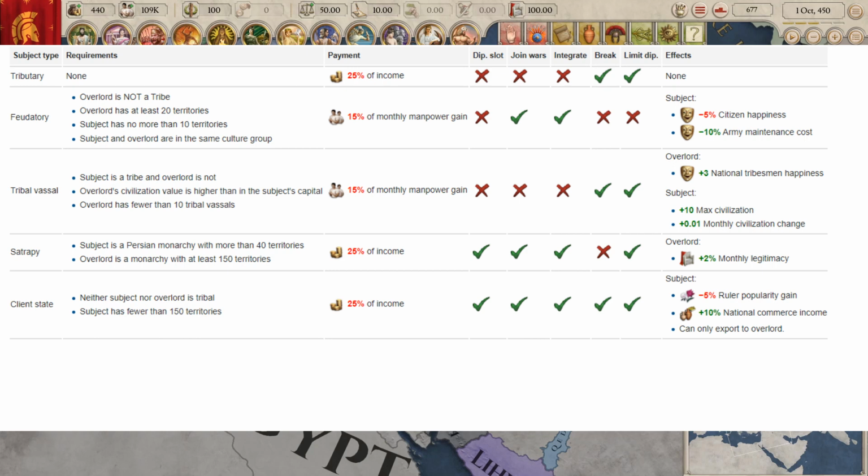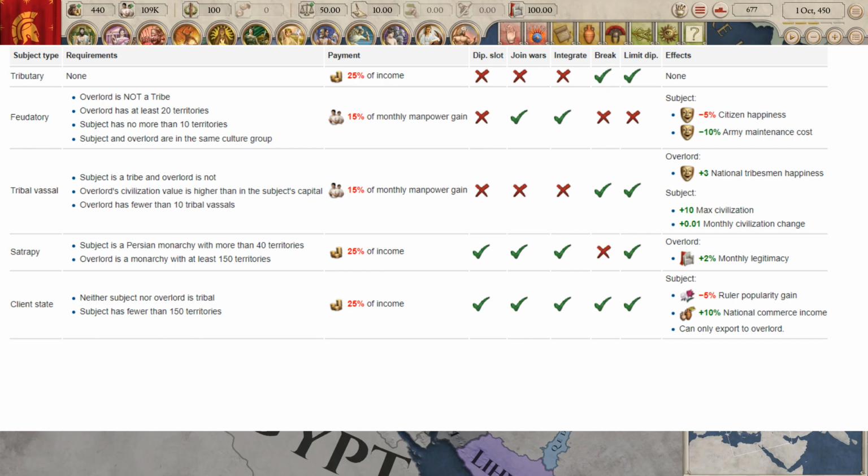And first off, the most basic and easiest form of vassal that requires no prerequisite is the tributary. Any nation, no matter what the government type of the attacker and the defender is, can gain this type of vassal in a peace deal. The tributary pays to their overlord 25% of their income per month, and it has limited diplomacy, meaning they cannot form any alliances of their own accord.